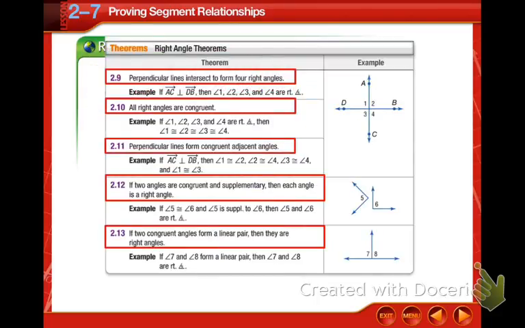So now we have some more theorems. Perpendicular lines intersect to form 4 right angles. All right angles are congruent. Perpendicular lines form congruent adjacent angles. If 2 angles are congruent and supplementary, then each angle is a right angle. And if 2 congruent angles form a linear pair, then they are right angles.